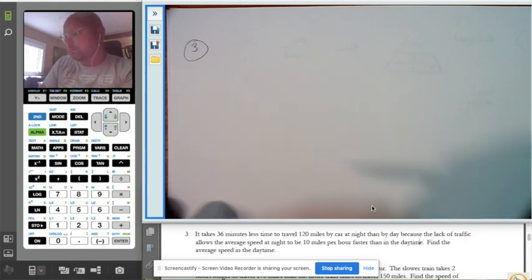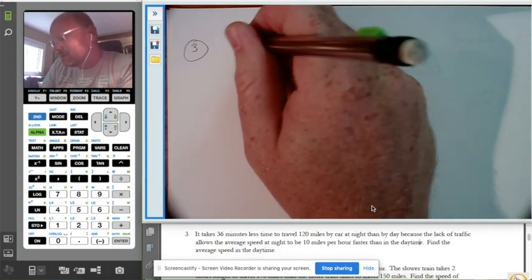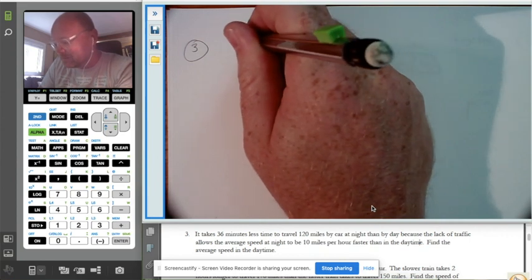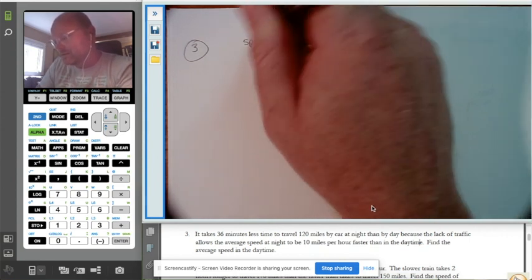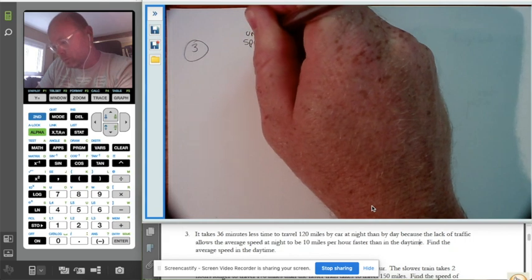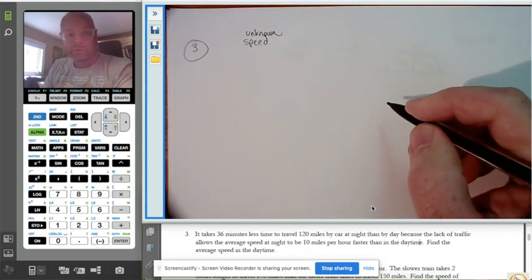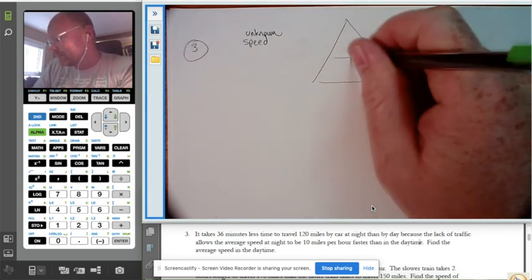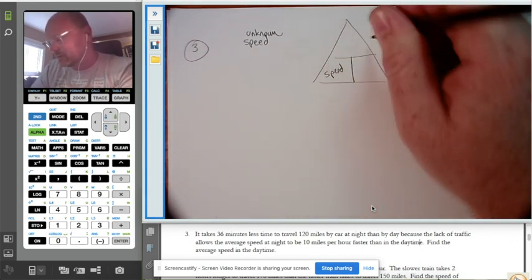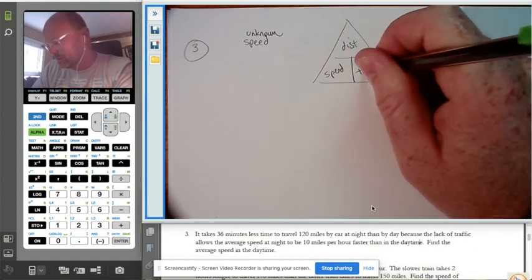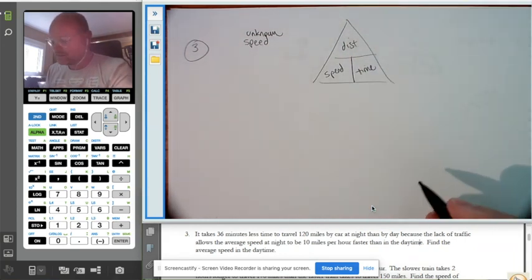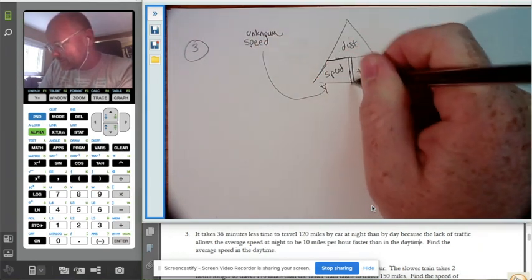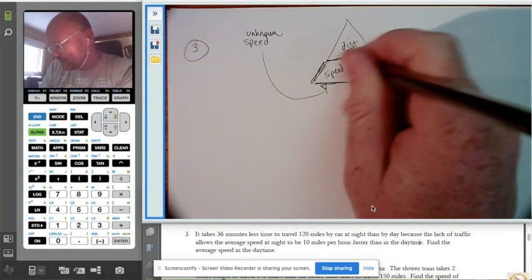Before we set up the equation, let me make it clear what they're asking you to find. They're asking you to find the average speed. We're supposed to find a speed. That's our unknown, that's what we're going to be solving for. And if you remember the triangle from physics, speed is a distance over a time. So we're going to have to relate all these three things together, but our unknown is going to be a speed.